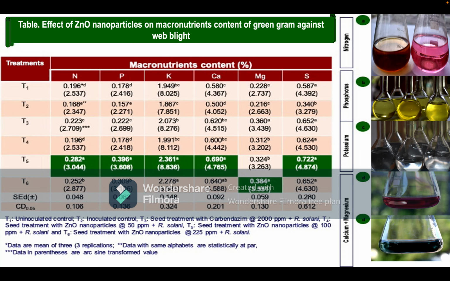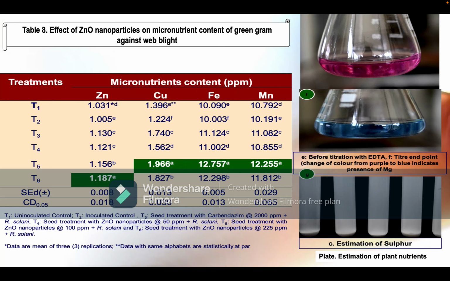In our study, we have found higher nutrient uptake content, especially NPK, calcium, magnesium, and sulfur, in nanoparticle treated plants. This was found significantly higher when zinc oxide nanoparticle was used at 100 ppm concentration. Especially in these cases, the uptake of macronutrients like nitrogen, phosphorus, potassium, calcium and sulfur was found to be more in the green gram plant. But in case of magnesium, the higher uptake of magnesium was observed in plants where the nanoparticle at 200 ppm concentration was used.